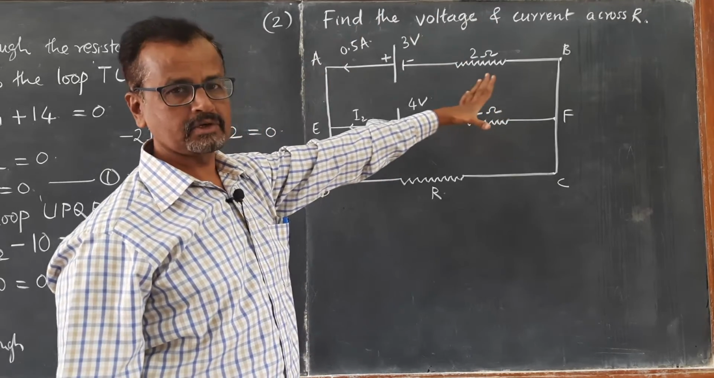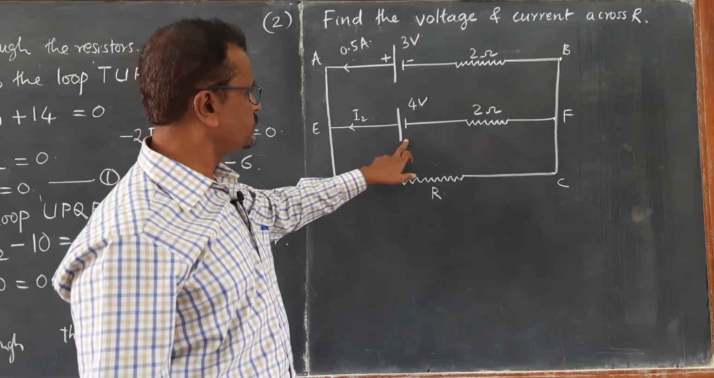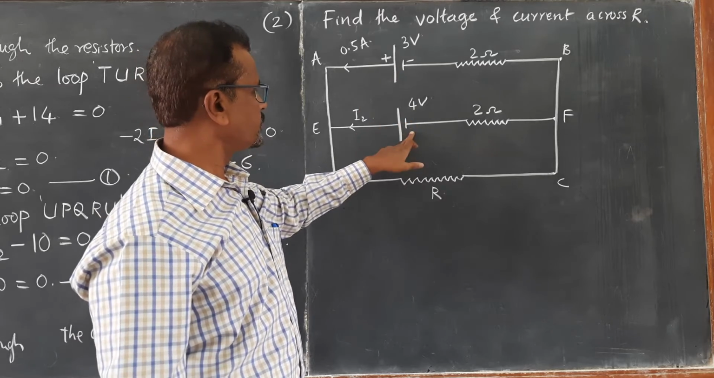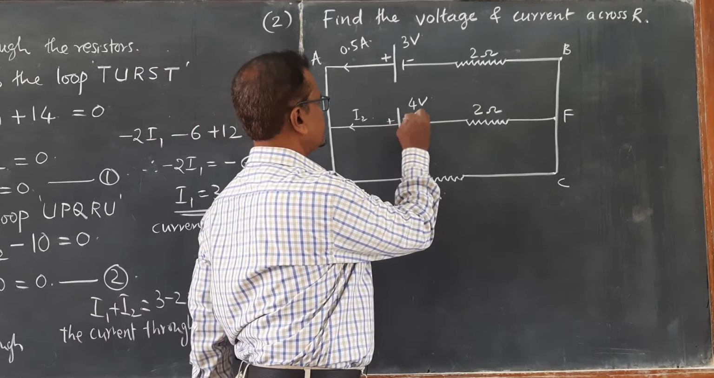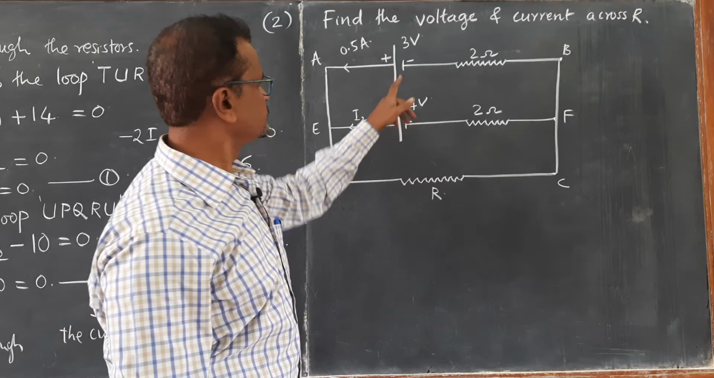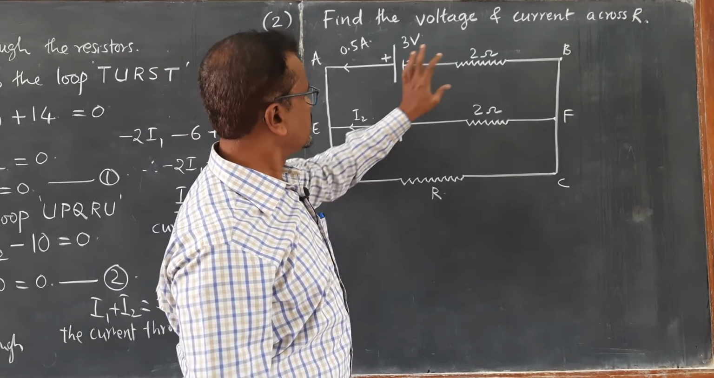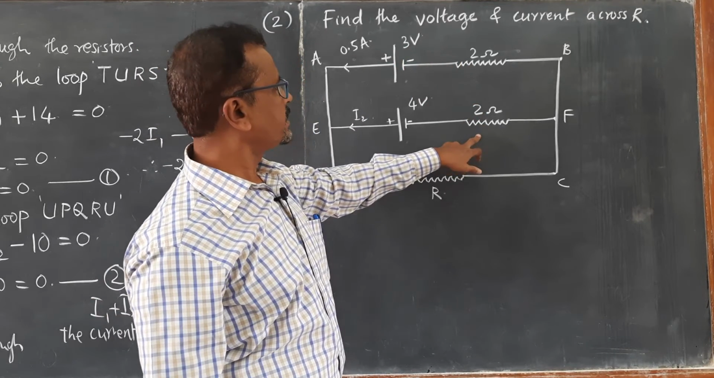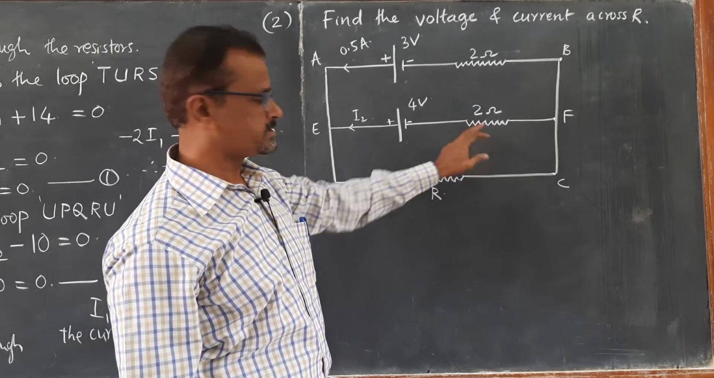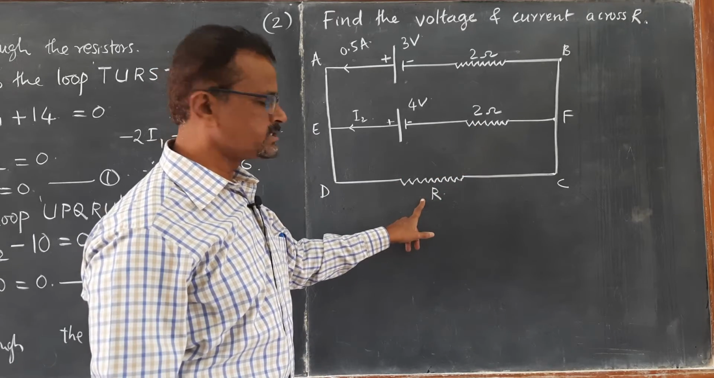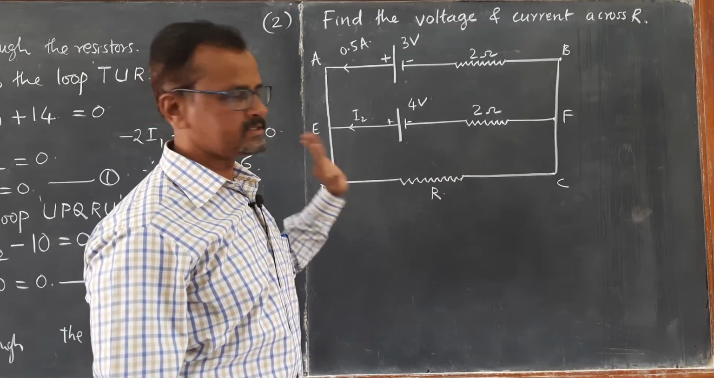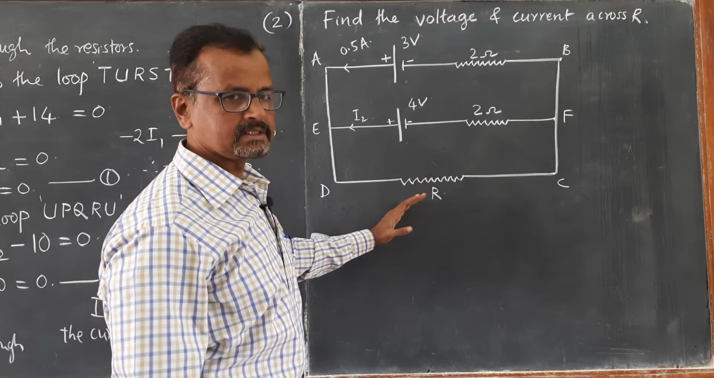One closed mesh, consisting of two cells, 3 volt and 4 volt, with their terminals and polarity like this, and 2 ohm and 2 ohm are connected here in their respective branches, and here is the resistance R. The value of resistance is not given. This is the resistance R.